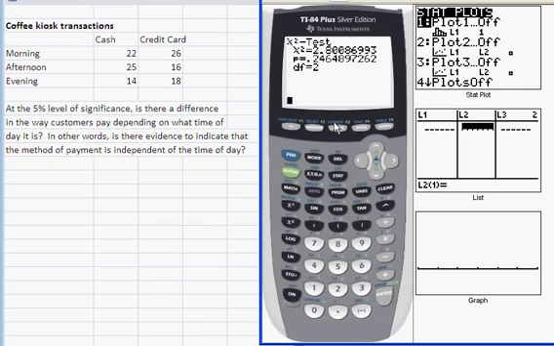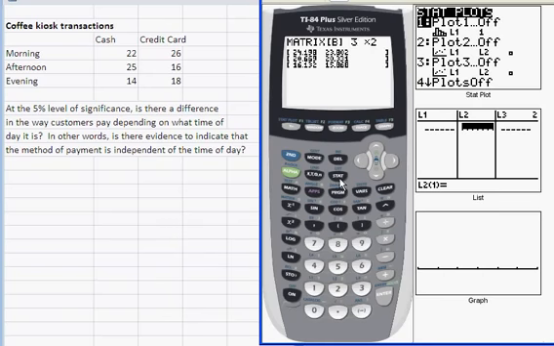And then if you go back and look at the matrix, if we look at matrix B, you can see it was dimensionalized to a 3 by 2, and these are the expected values that it computed based on the row totals and column totals. So that's basically how to do a chi-square distribution test when it's a test of independence or test of homogeneity and you're given a two-way table of data. So it's a very straightforward calculation to do.